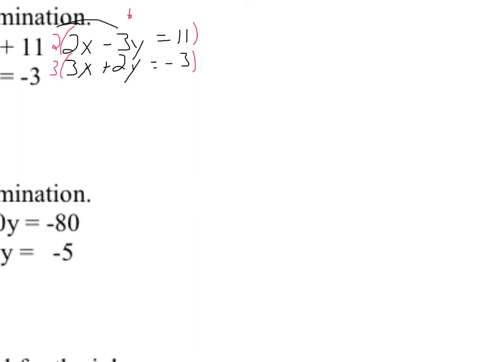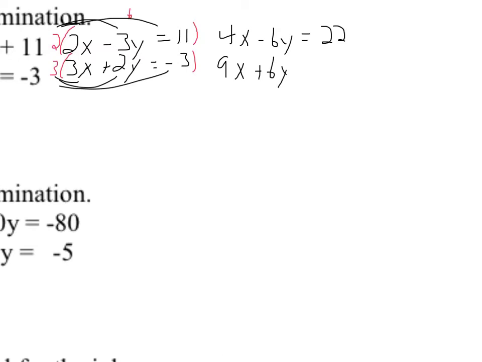If I distribute, I get 4x minus 6y equals 22. I distribute the 3 to the other equation, I get 9x plus 6y equals negative 9.